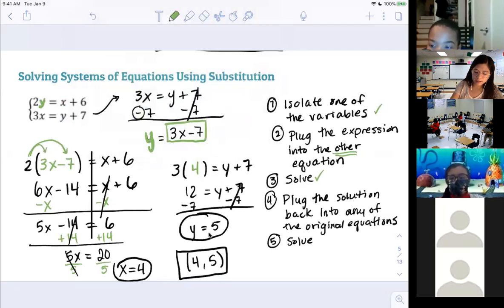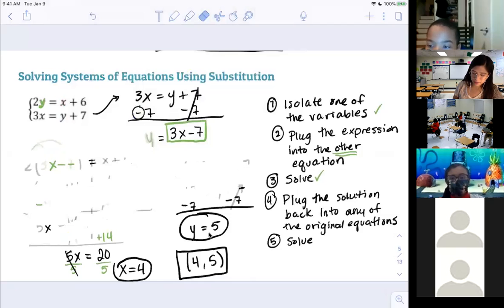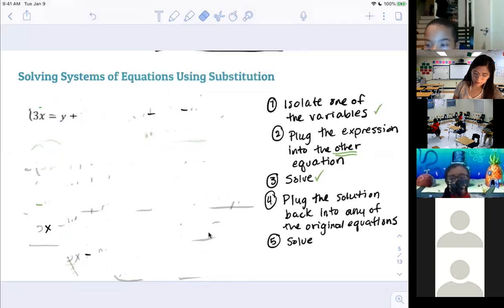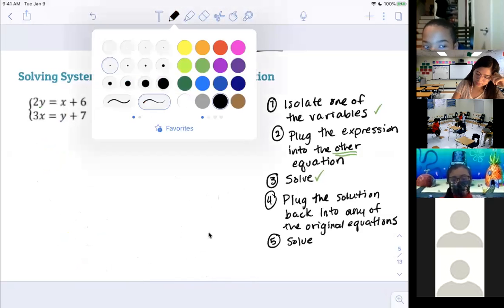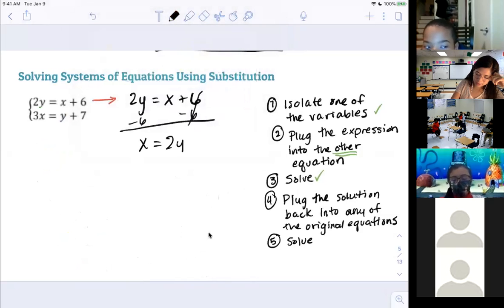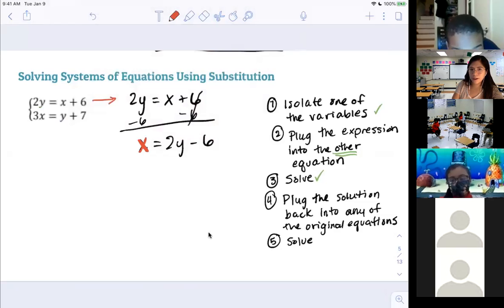Okay, let's pretend, I'm going to erase everything. You guys don't have to copy down what I'm about to write, but let's pretend we went the other way. Let's pretend instead of solving for y, we decided to solve for x. Would it still give the same thing? Yeah, you would still get the same answer. But if I was solving for x, I would subtract 6 from both sides, yada, yada, yada. I would get x equals 2y minus 6. And since I isolated x, I'm going to be plugging this into top or bottom. Which one, top or bottom?